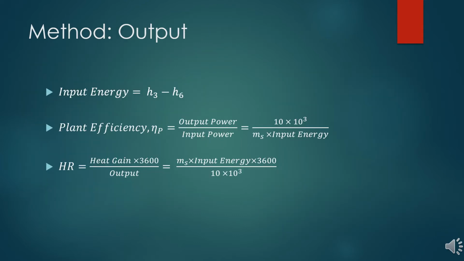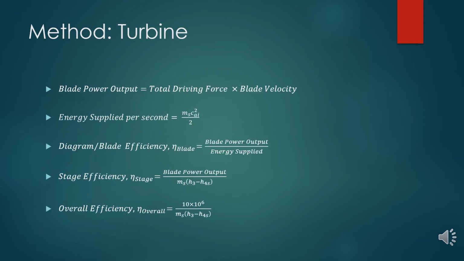The following is a list of equations which calculate the input energy, plant efficiency, and hourly rate of energy produced. The blade power output, energy per second, diagram of blade efficiency, stage efficiency, and overall efficiency were calculated for the turbine using the following equations. The inlet angle 2 of the turbine was varied to find the optimal angle. Then the optimal parameters were used to calculate the blade height.